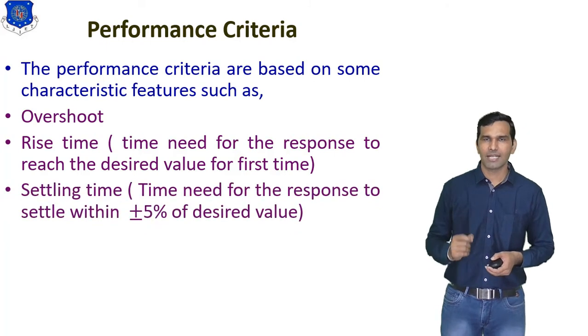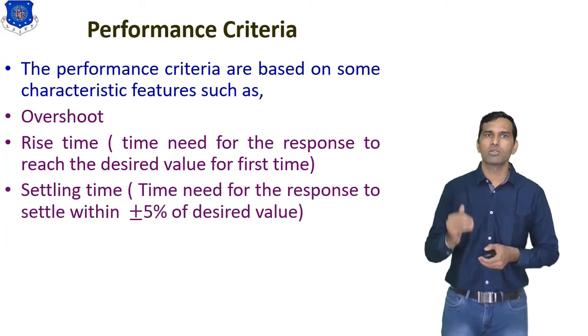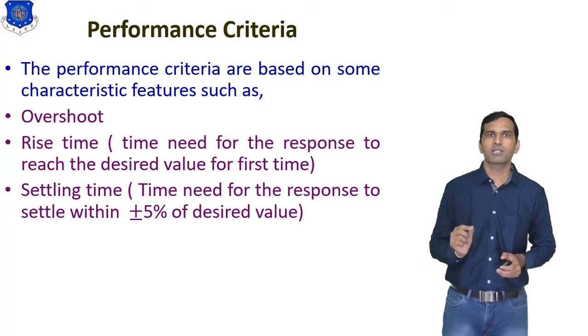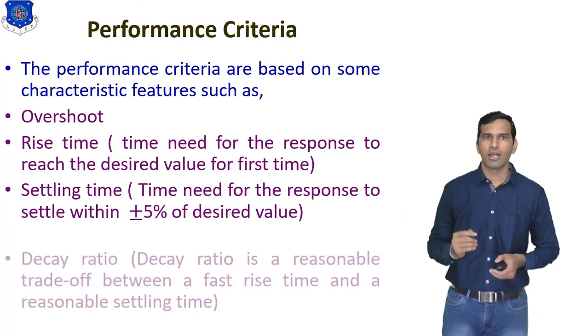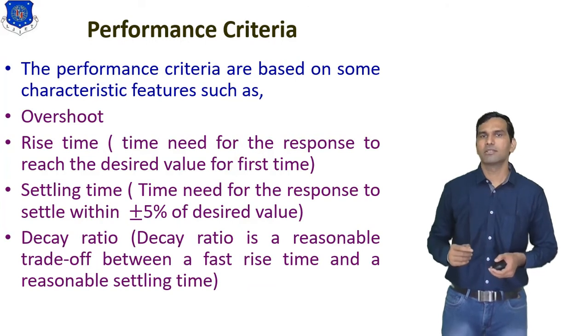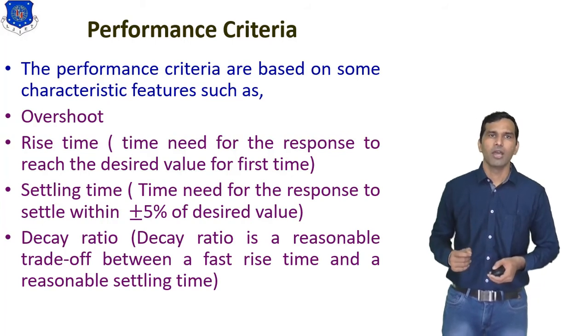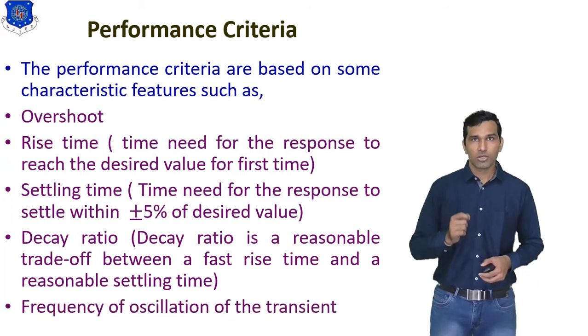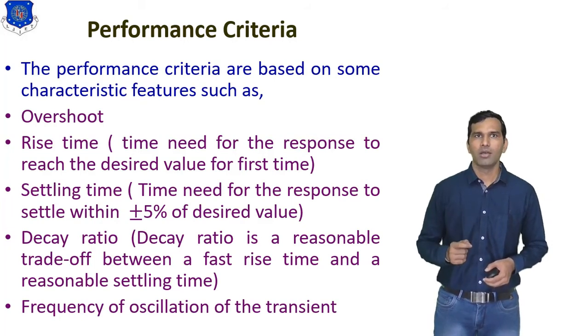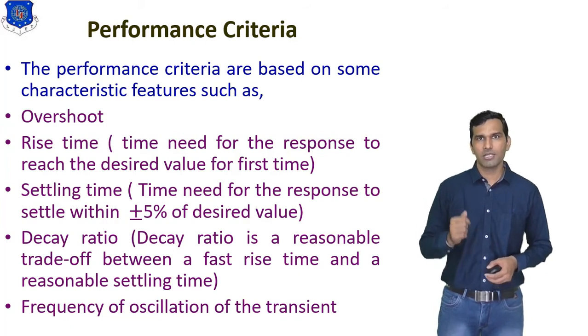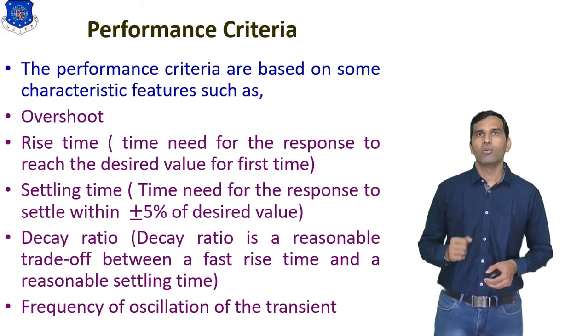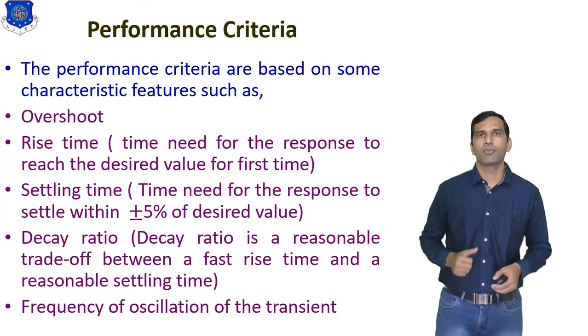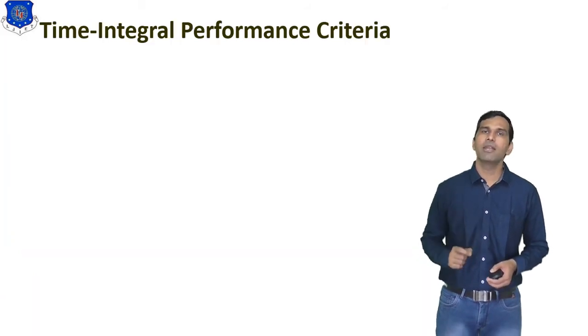Then after that, settling time: the time needed for the response to settle within plus or minus 5% of the desired value. Then the decay ratio, which is the reasonable trade-off between a fast rise time and a reasonable settling time. And the last one is the frequency of oscillation of the transient. So these are the performance criteria of the system. So we have to consider these performance criteria, and accordingly we have to choose the controller or tune the performance. So now we discuss the time integral performance criteria.